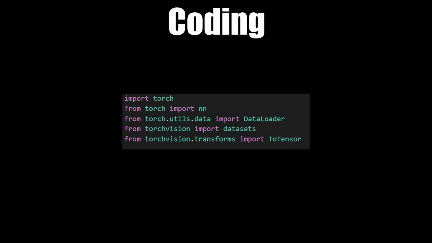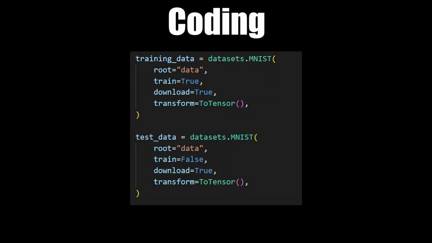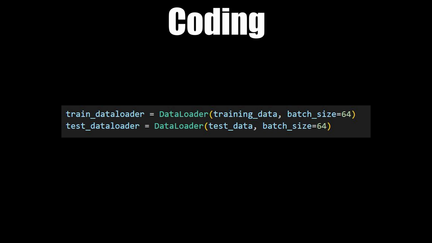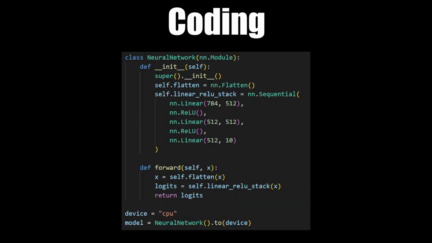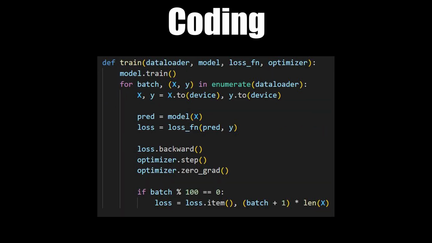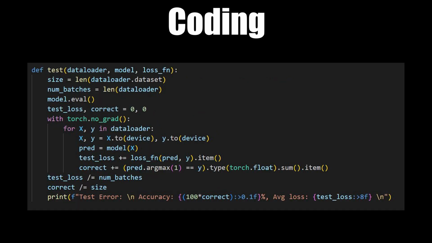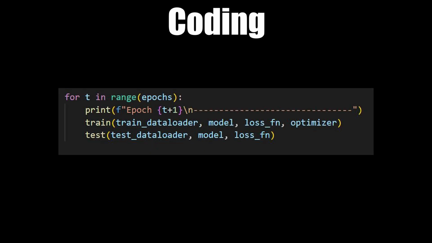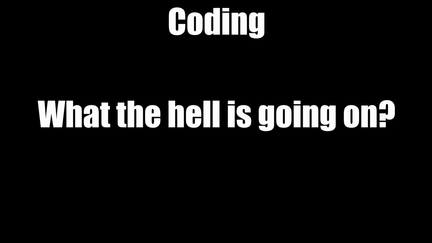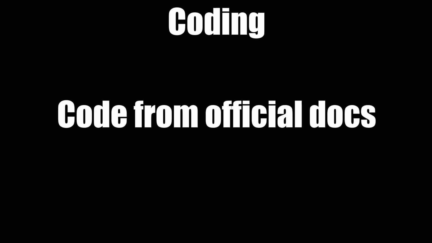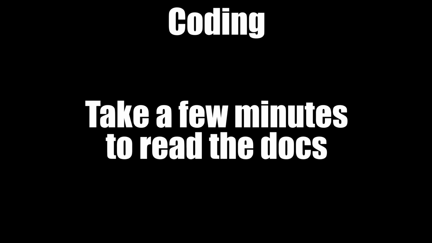And here is the step-by-step coding process. We import all that we need, prepare training and test datasets plus data loaders, build the neural network, define hyperparameters, create the training function, create the testing function, set up the training loop, and save the model. And I know, it looks like a lot. But honestly, this entire code is just following PyTorch's official documentation. And if you want to really understand the code, just take a few minutes to read the docs.